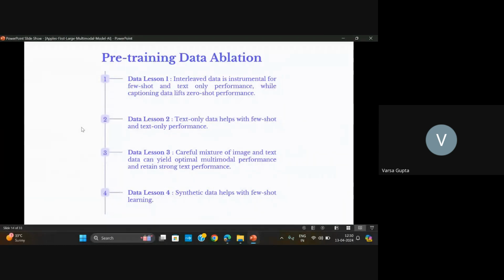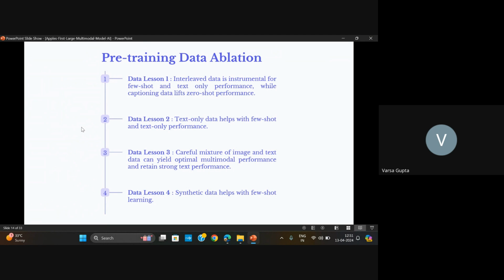From pre-training data ablation, there are four data lessons that they mentioned in the paper. The first lesson was interleaved data. Interleaved data is instrumental for few shot and text only performance. Interleaved data is basically data which is a mixture of image and text. And also captioning data is good for zero shot performance.